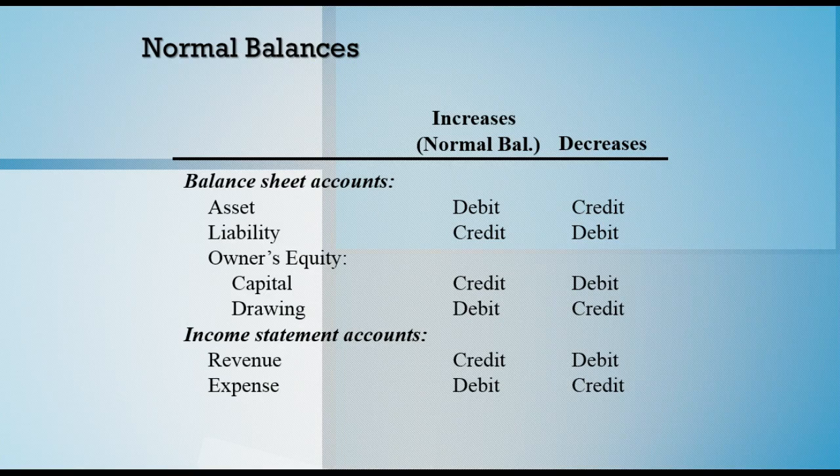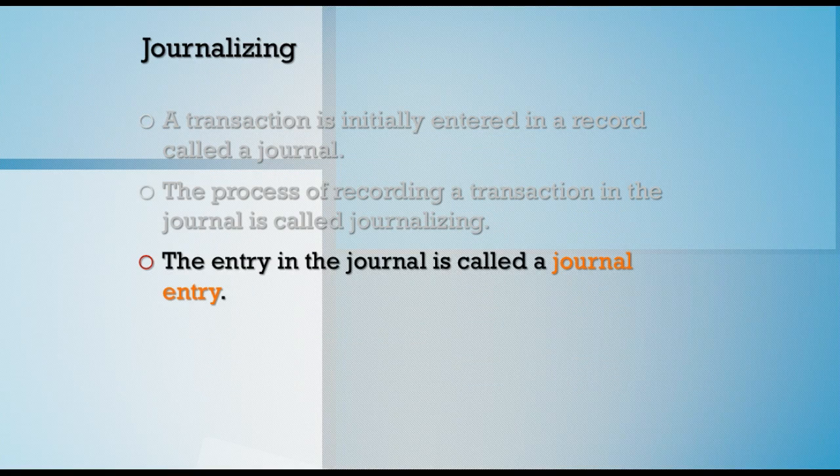Now, okay, so that kind of gives you an idea of what we're dealing with on the debits and the credits. Now, here's the other thing. You're going to be journalizing, which is a fancy way of saying I'm going to be writing down transactions. And those transactions go into a journal. So a transaction is entered into a record called a journal. The process of recording a transaction is called journalizing. Duh. And the entry in a journal is called a journal entry, and you've already heard me talk of that a couple of times. So let's look at some examples.